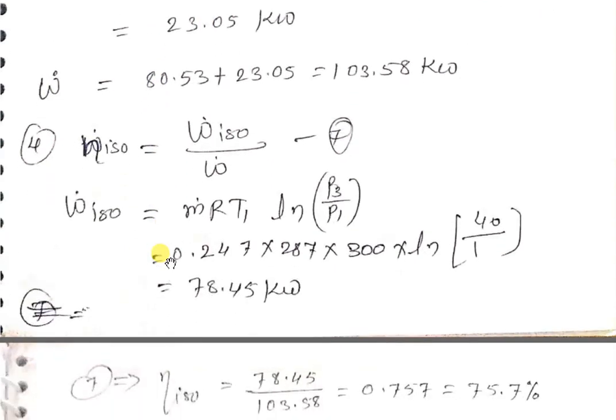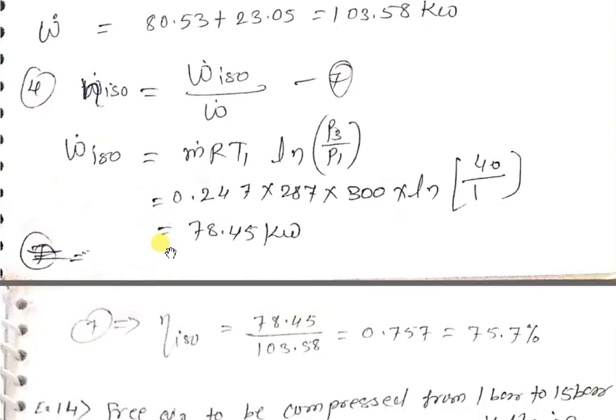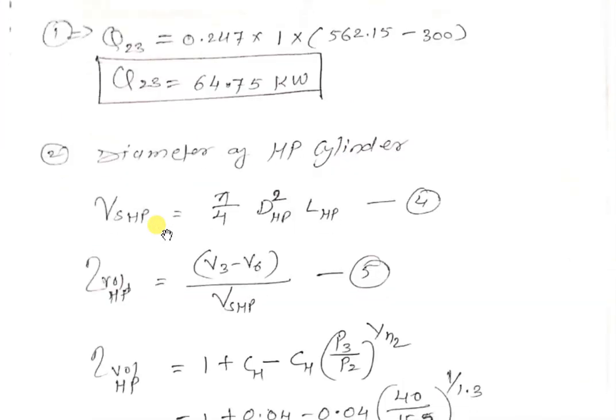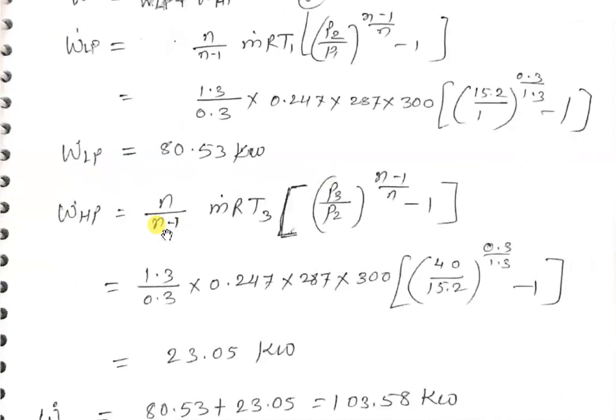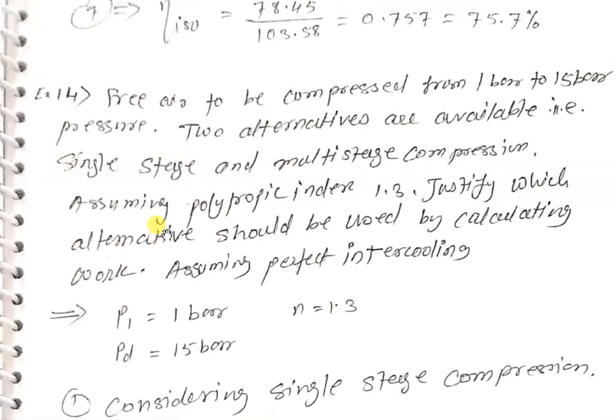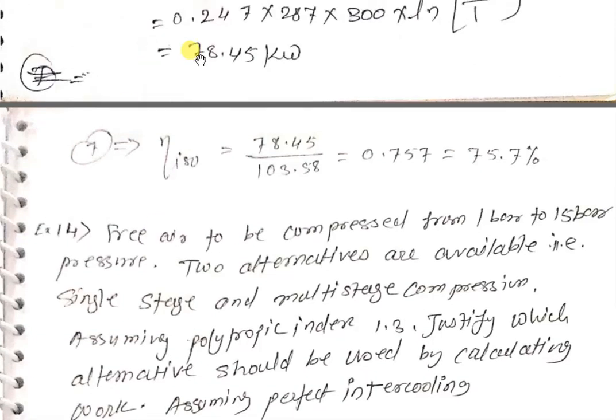We have to calculate isothermal efficiency also. Isothermal efficiency is W dot iso upon W dot. W dot we have calculated here. We have to calculate W dot iso. The formula for W dot iso for multi-staging is m dot R T1 ln of final pressure upon initial pressure, P3 by P1. The isothermal efficiency is equal to 75.7%.